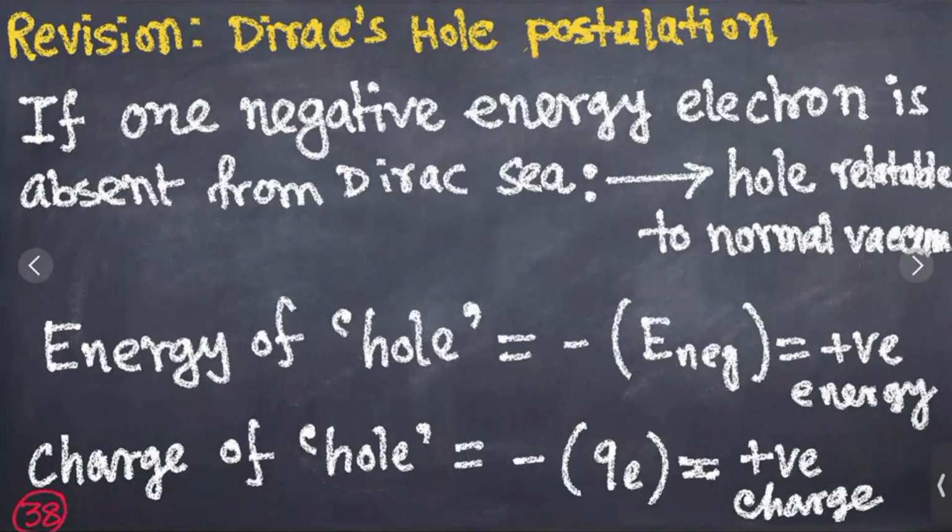But what Dirac postulated was the absence of an electron in the Dirac sea, in the infinite sea, which he basically defined as a hole. That means negative energy becomes positive energy, and the negative charge becomes positive charge.